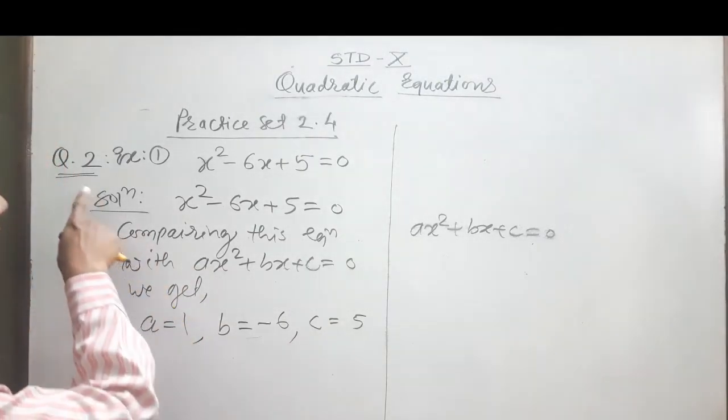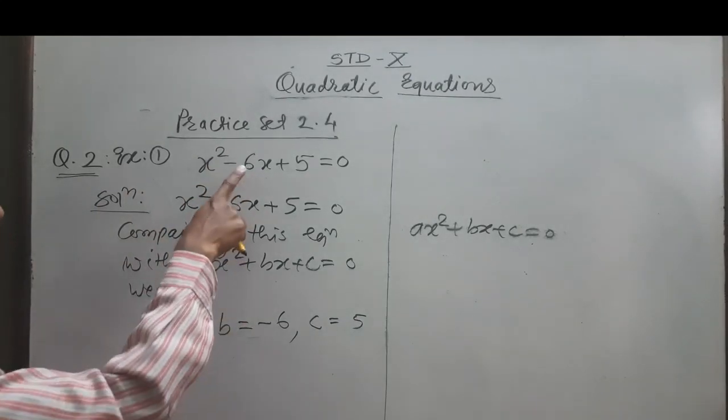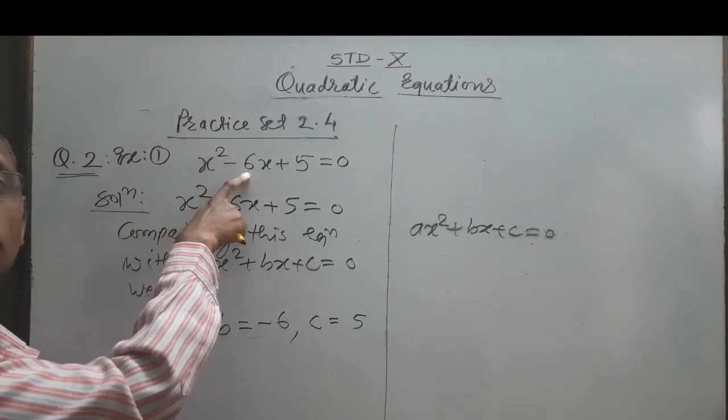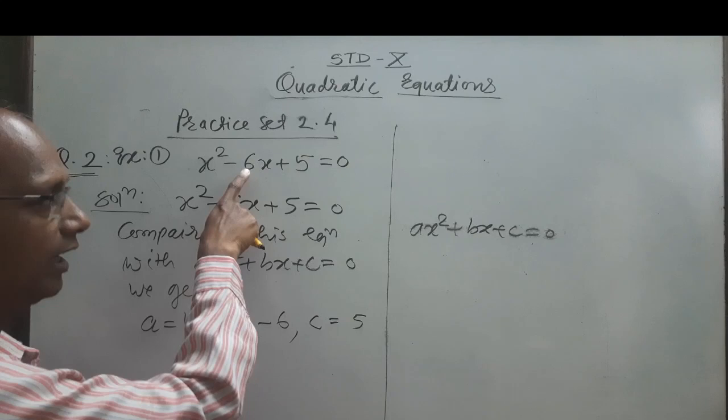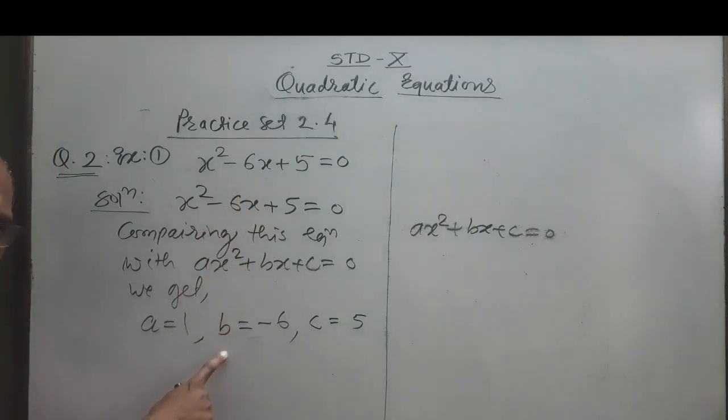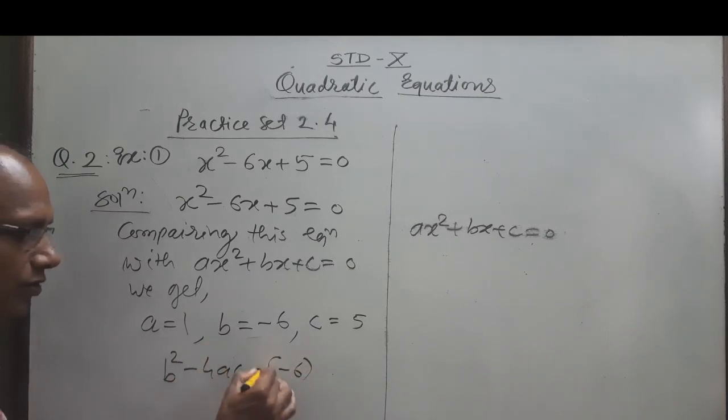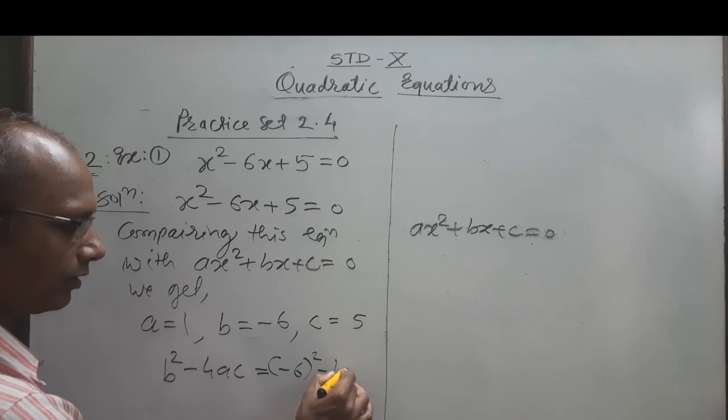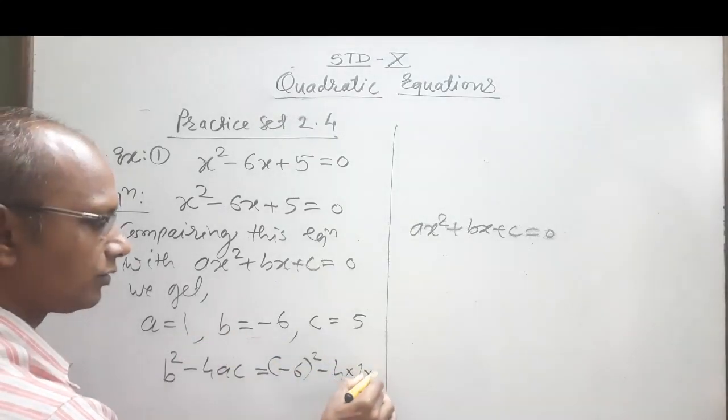Now in the second question, you have to solve this equation. It means you have to find the roots of the equation, and for that again the same procedure applies up to this step. Next, we have to find the roots. So first find the value of b square minus 4ac, as you have already studied. Now the value of b is minus 6, so minus 6 whole square minus 4 into a, that is 1, into c, that is 5.